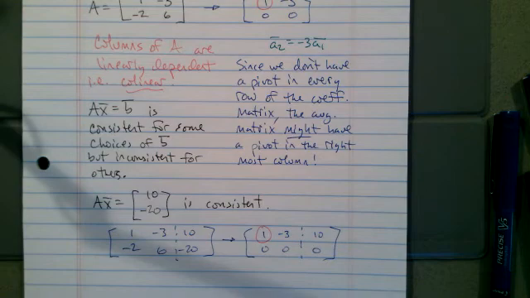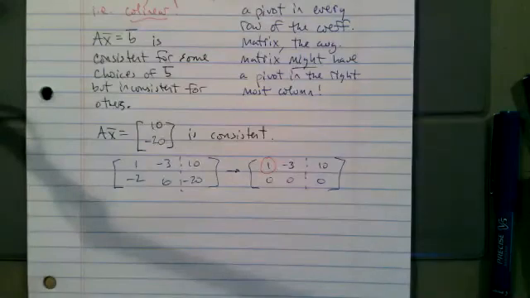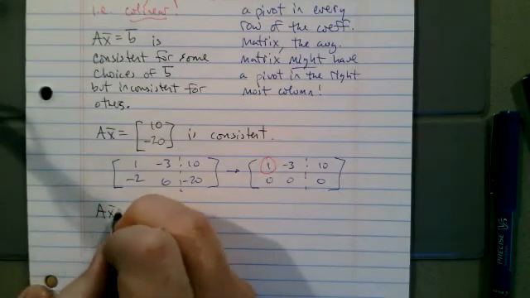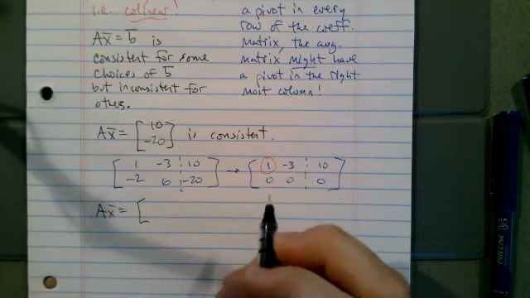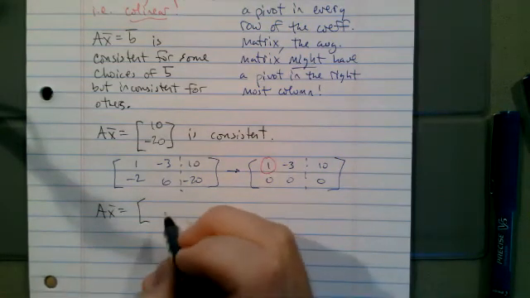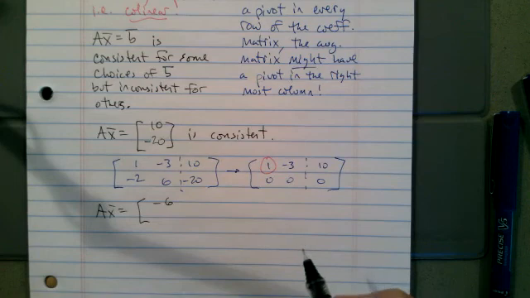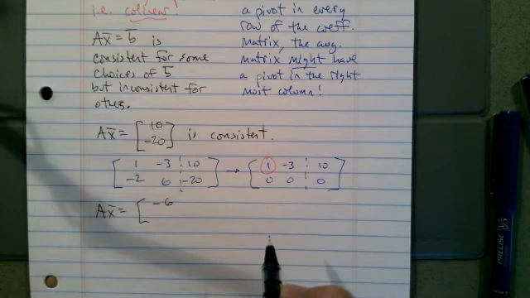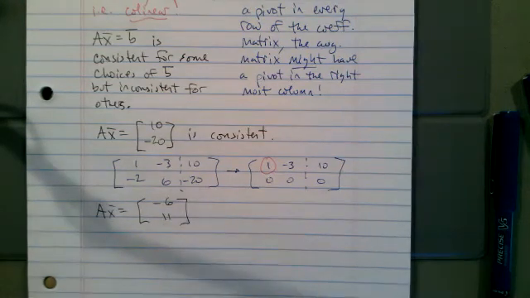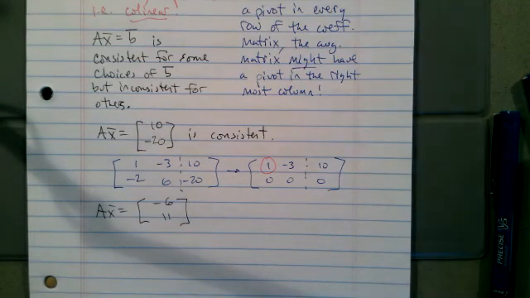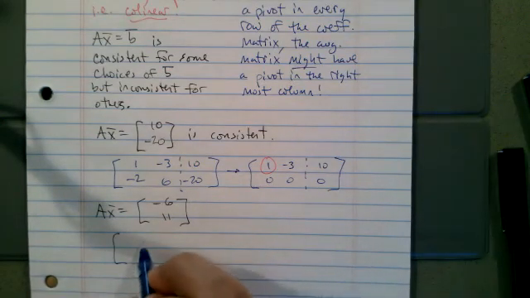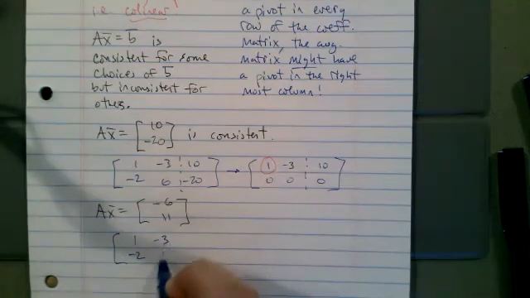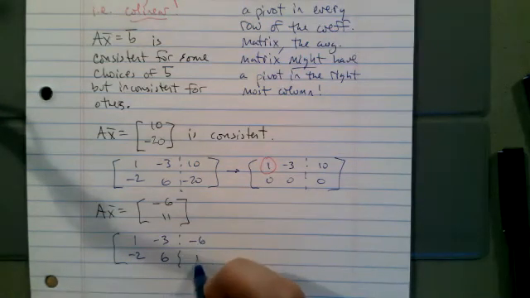But if I make a different choice of B, we'll get an inconsistent equation. So AX equals, let's say, -6 and then not 12. I need a number that's not 12, 11. I was struggling to come up with a number that wasn't 12. Oh well. The augmented matrix by columns will be 1, -2, -3, 6, and then -6, 11.